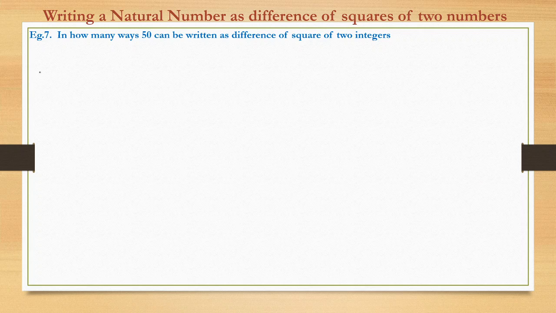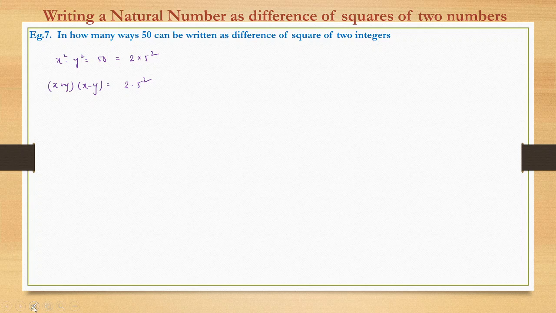Now we'll look into another question of similar nature. In how many ways can we write 50 as a difference of squares? Previous question we saw 75. Now we'll try to find for 50 as a difference of squares of two integers, x square minus y square is equal to 50, right? So this is nothing but 2 into 5 square. In how many ways can we write this? x plus y into x minus y is equal to 2 into 5 square, right?